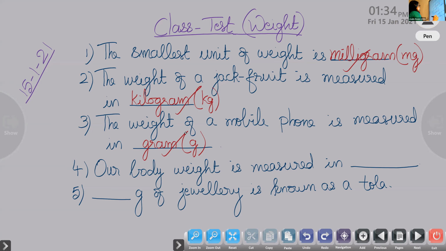Now, question number four. Helen, our body weight is measured in? What is that, dear? I cannot hear. Kilogram, yes. I cannot hear, but the lip movement was like kilogram. Our body weight is measured in kilogram. We are heavy, so it is measured in kilogram. Good. Now the last one.